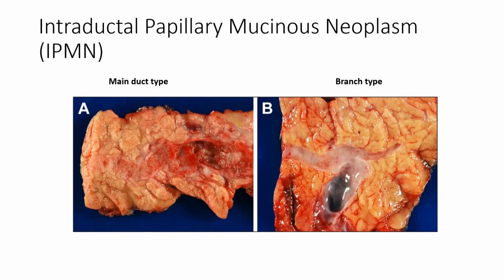And the last type is intraductal papillary mucinous neoplasm. Grossly it has two types, and it is classified according to the involvement of the duct. If the main pancreatic duct is involved, it is called main duct type, and if it has involvement of the branches from the main duct, then it is called branch type.